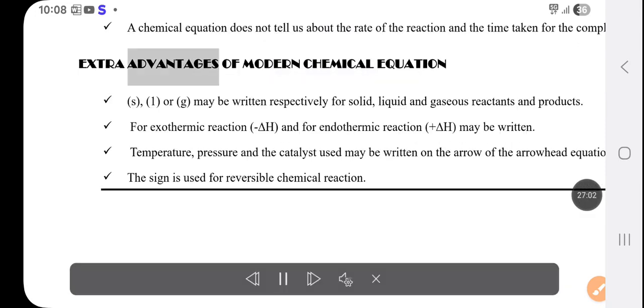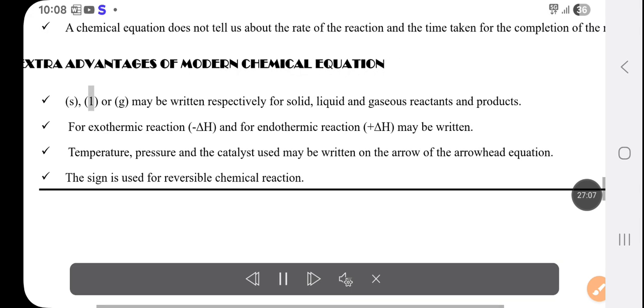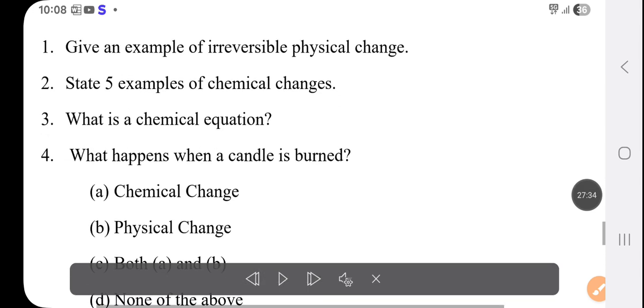Advantages of the modern chemical equation. S, L, or G may be written respectively for solid, liquid, and gaseous reactants and products. For an exothermic reaction, minus delta H, and for an endothermic reaction, plus delta H, may be written. Temperature, pressure, and the catalyst used may be written on the arrow of the equation. The double arrow sign is used for a reversible chemical reaction.